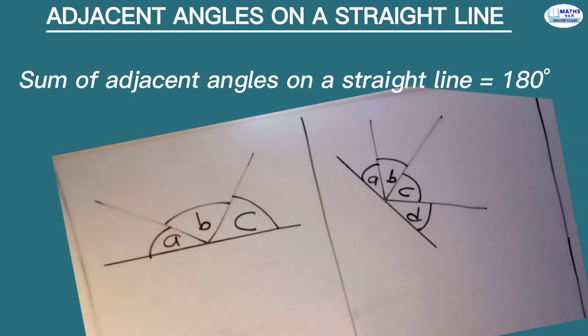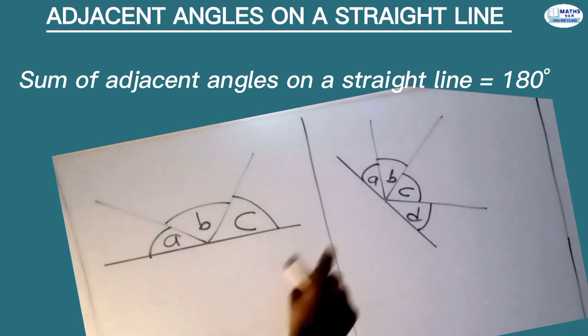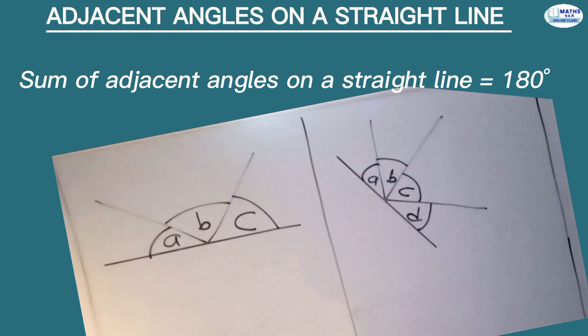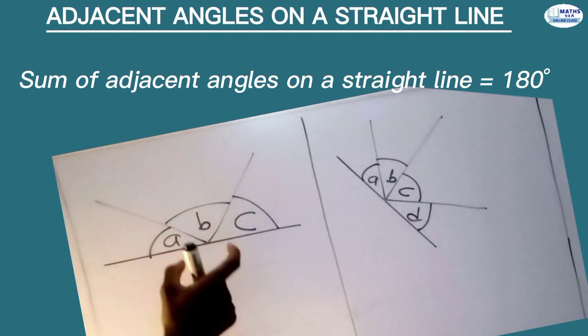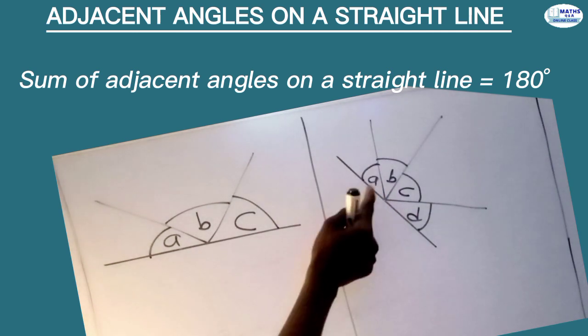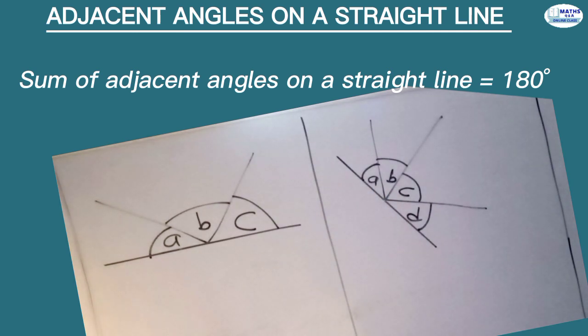So we have angles A, B, C in this figure, and then we have angles A, B, C, D in this figure. Now you see that these 3 angles are formed on a straight line, right? And then these 4 angles too are formed on a straight line. Irrespective of the number of angles that are formed, when they are formed on a straight line, they are all equal to what? 180 degrees.